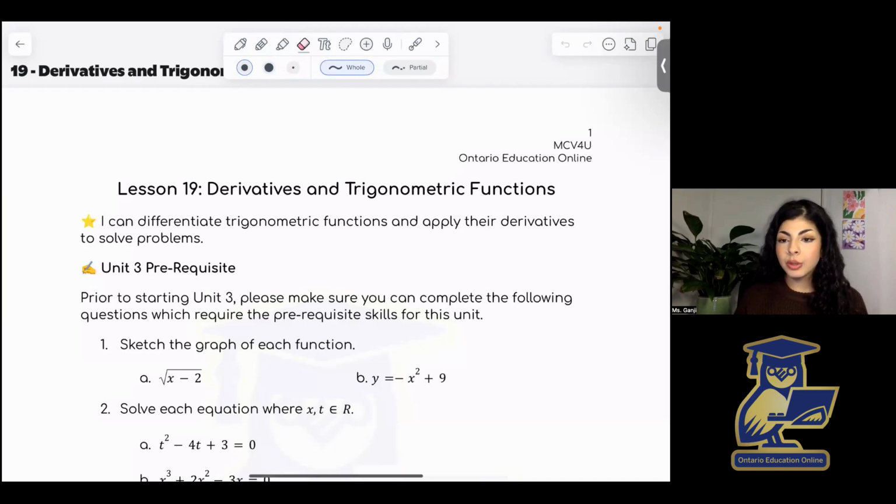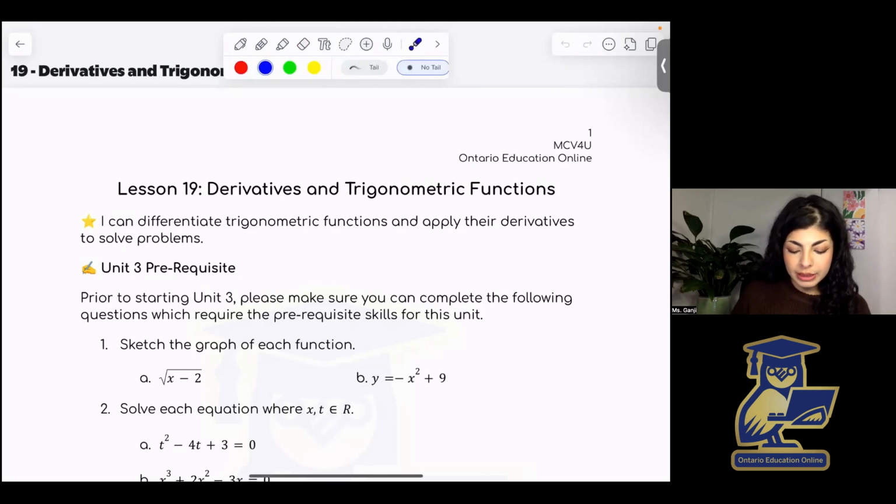After we look at the derivatives of these functions, we're then going to move on to some applications of derivatives, where we're going to practice polynomials, rational functions, and these special functions, and how they can appear in the real world and how we use those derivatives to solve problems. So our learning goal for today is: I can differentiate trigonometric functions and apply their derivatives to solve problems. We're going to get a bit of introduction here and see our full application in a few lessons.